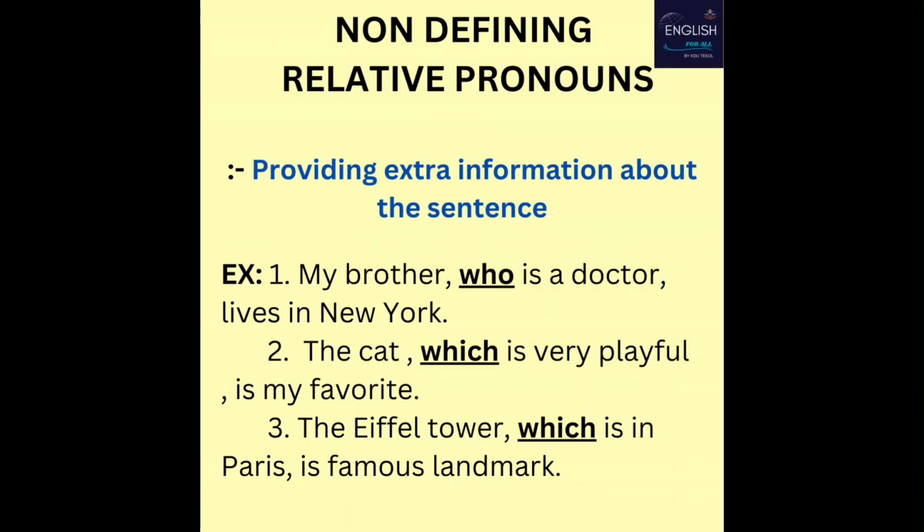Non-defining relative pronouns. Some relative pronouns are non-defining. That means they add extra information to a sentence. These are set off by commas. Look at the given examples. My brother, who is a doctor, lives in New York. In this sentence, he describes his brother by giving more information like his job, his living place, etc. The cat, which is very playful, is my favorite. The Eiffel Tower, which is in Paris, is a famous landmark.